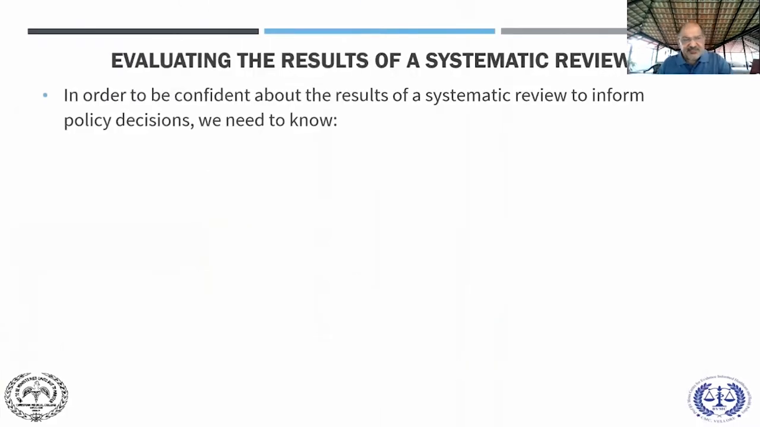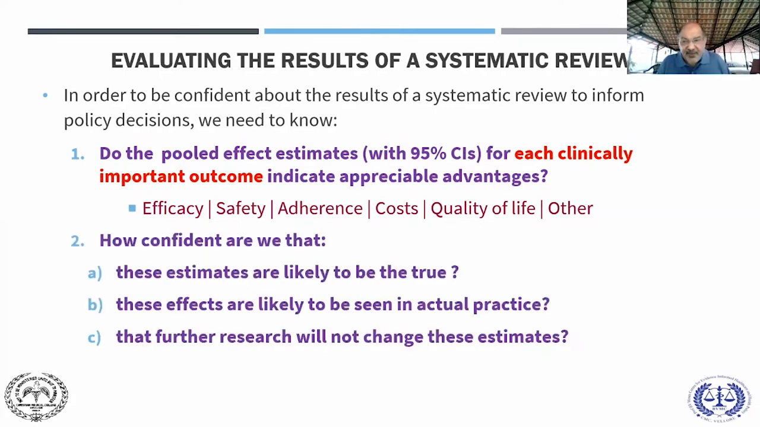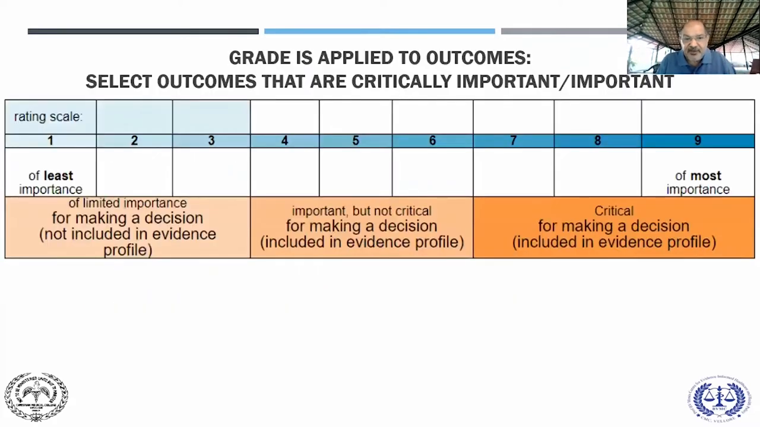So what happens when you have a systematic review? To be confident of the results of the review, we need to know, for all the outcomes that you consider important, clinically important, what is the magnitude of benefit and is it likely to be clinically useful? Not statistically significant, but clinically useful. And how confident are we that these results are likely to be true estimates and they are likely to be seen in routine clinical practice, and that further research will not change these estimates? That gives you the kind of information you want to be sure of what you want to recommend.